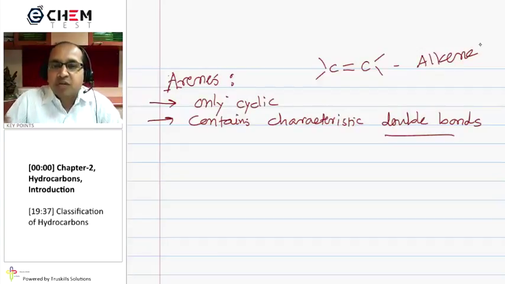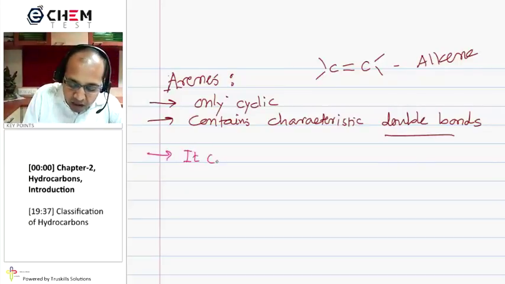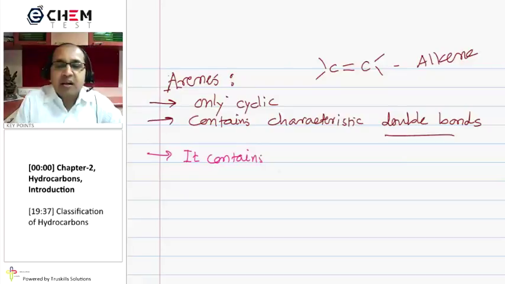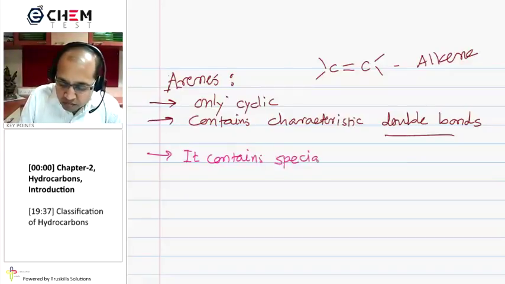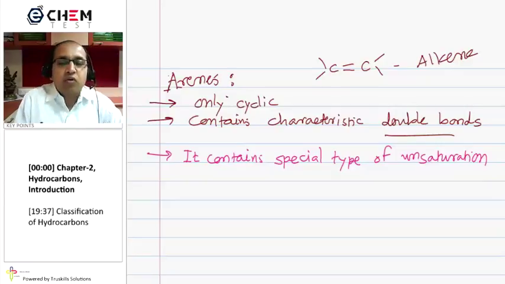Second thing, alkene compounds give addition reactions. But these arene compounds, instead of giving addition reactions, give substitution reactions more easily. The third, alkene compounds like ethene and propene can undergo polymerization, forming polyethene and polypropene, but arene compounds cannot undergo polymerization. It means that it contains a special type of unsaturation. This special type of unsaturation is present in organic compounds which are known as arenes.